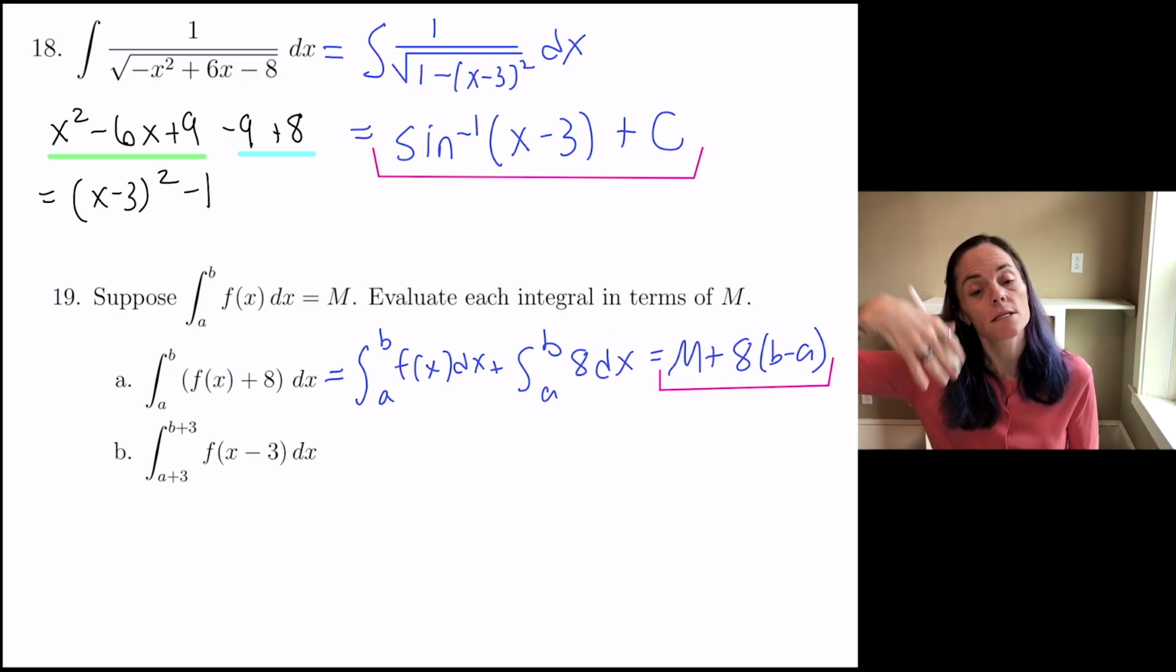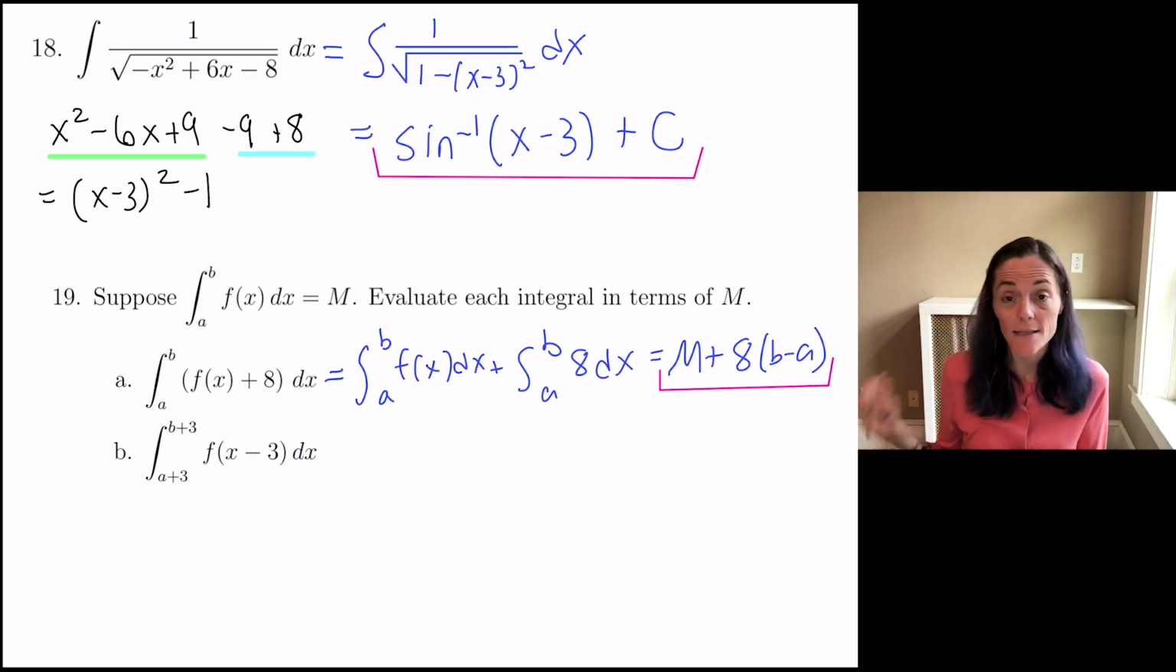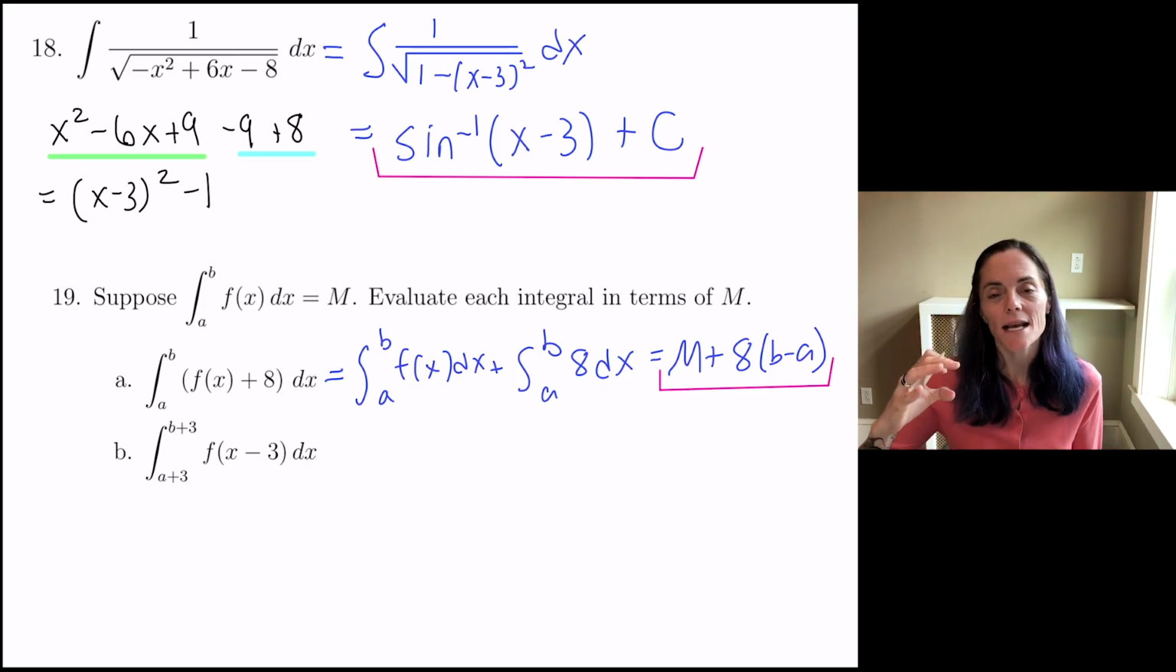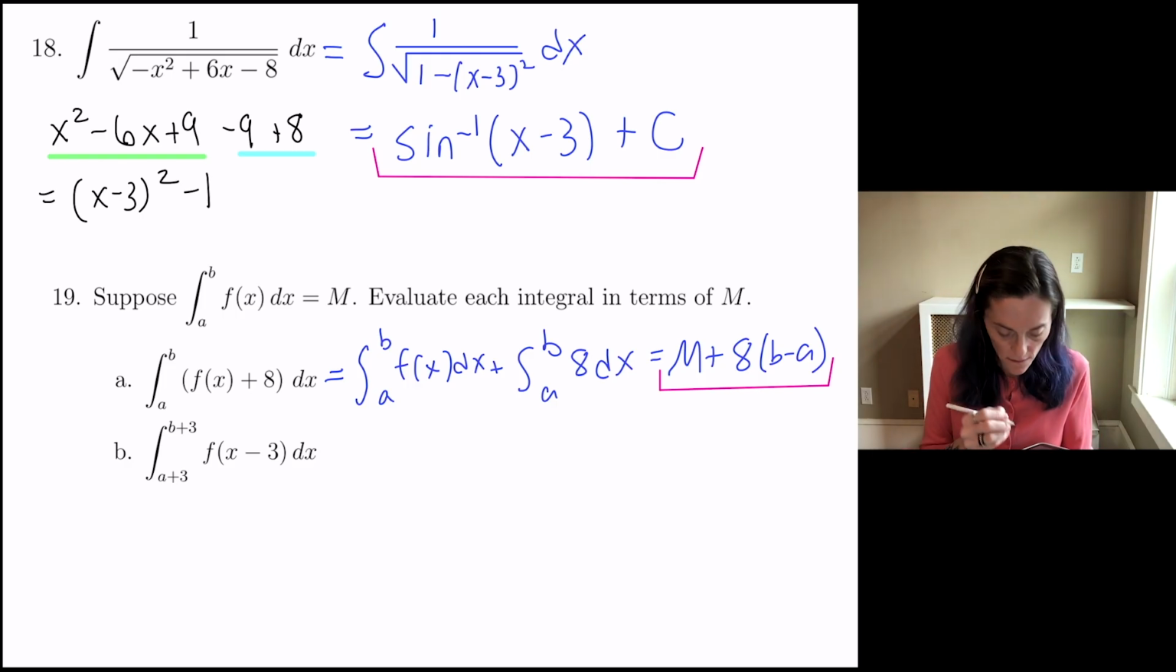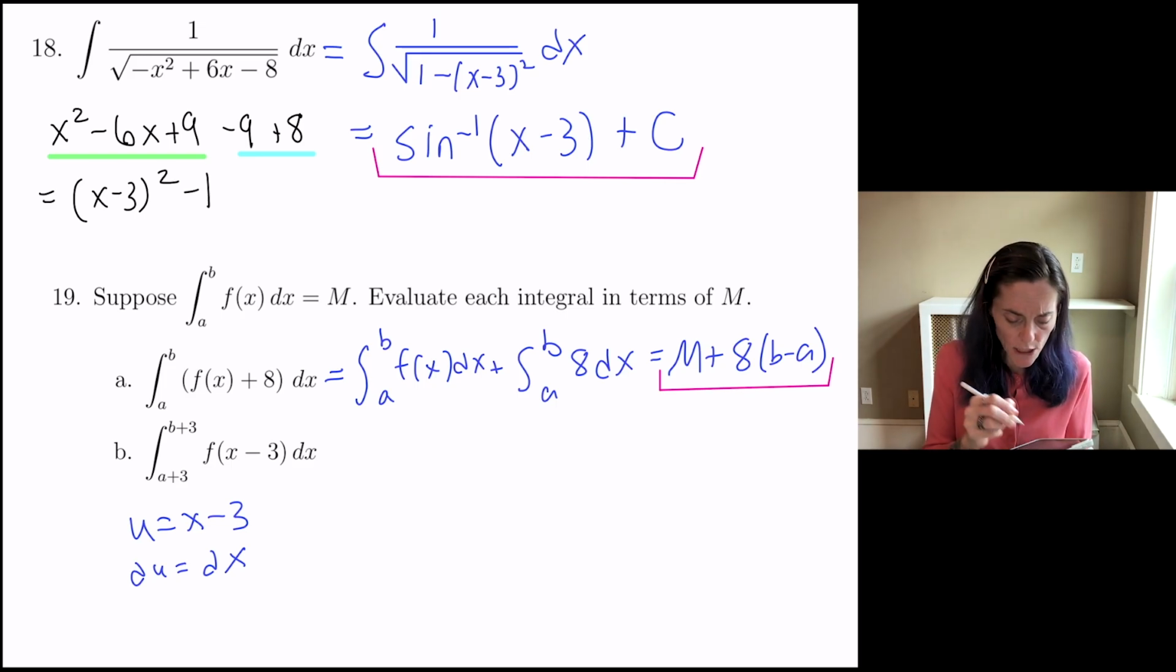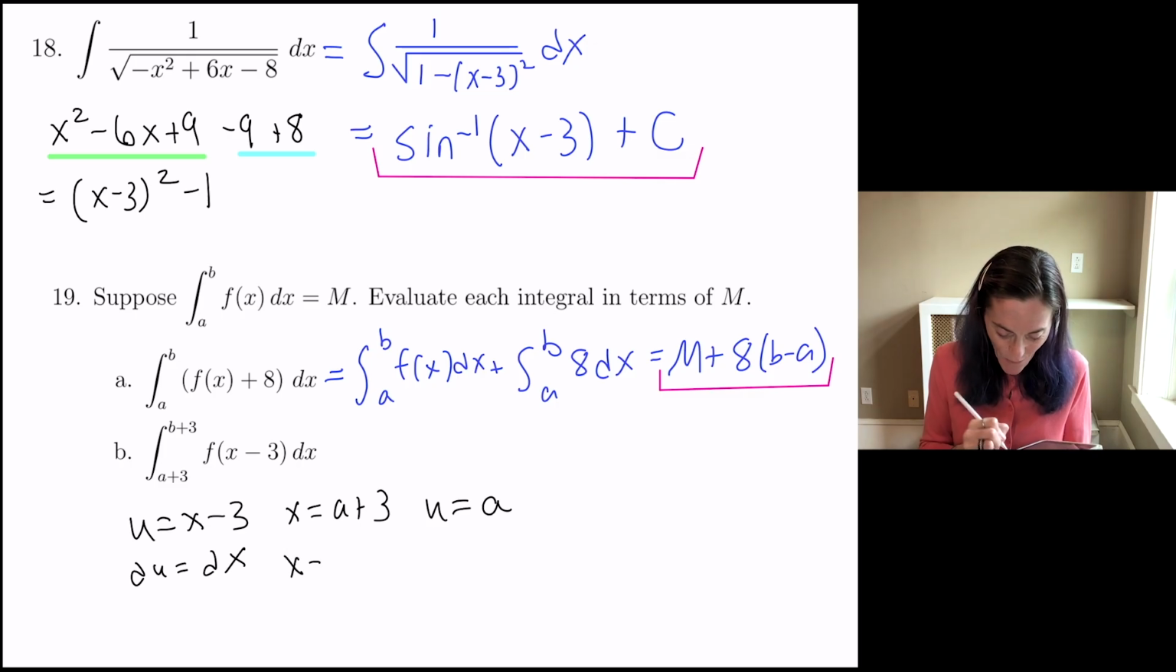Letter B, we have substitution. In fact, we will also have this in C. This exercise really forces us to change our limits of integration, which is why I like it. So if you let u be x minus 3, then du is dx. Very nice. But now we change our limits of integration. Maybe I should make this black for my side work. So when x equals a plus 3, u is a. And when x equals b plus 3, u is, well, b plus 3 minus 3, which is b.